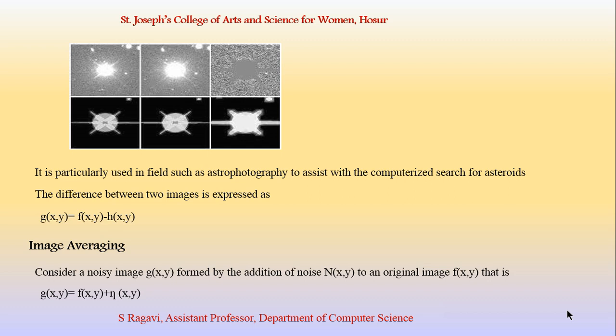Next comes image averaging. In this, we consider a noisy image as input. The resultant image we get is g(x,y), which is expressed as g(x,y) = f(x,y) + η(x,y). The symbol η indicates the addition of noise to an input image.